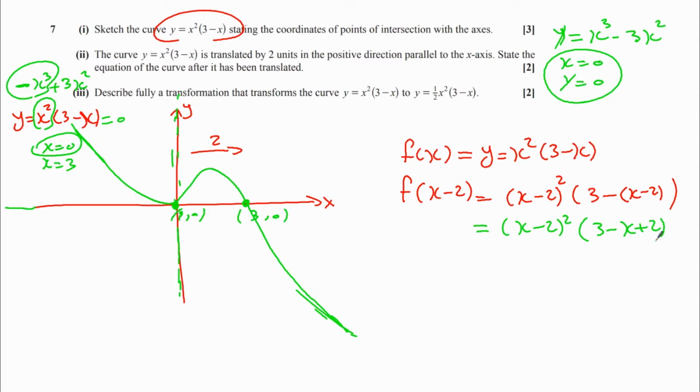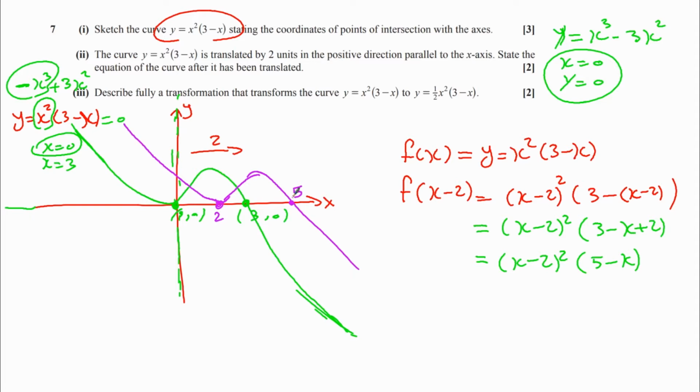So this would be x minus 2 squared times 5 minus x. Just to check the answer, if this moves 2 units to the right, it would be something like this. So this point is 2 and this point is 5.